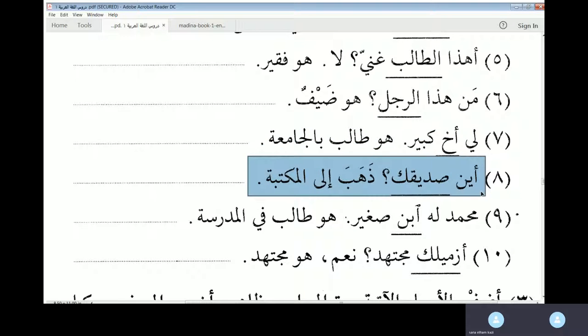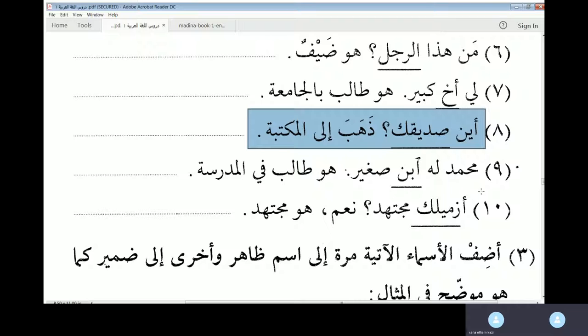Aina sadiquka? Where is your friend? Dhahaba ilal maktaba, he went to the library. Good. Aina asdiqa'uka? Where are your friends? Dhahabu ilal maktaba, they went to the library.